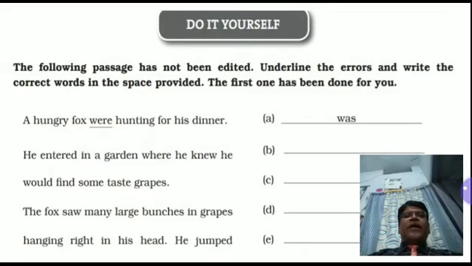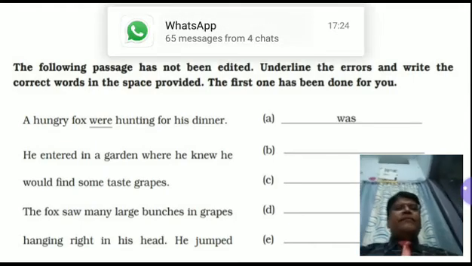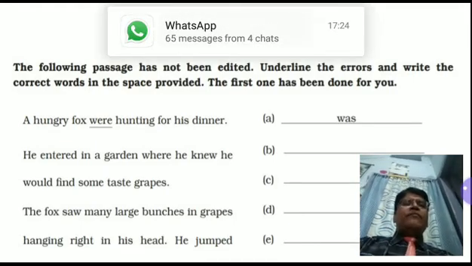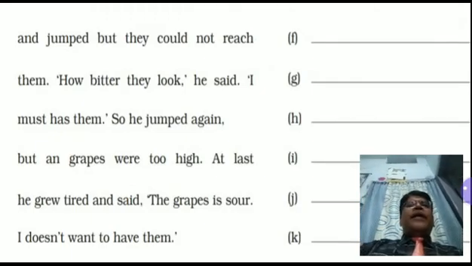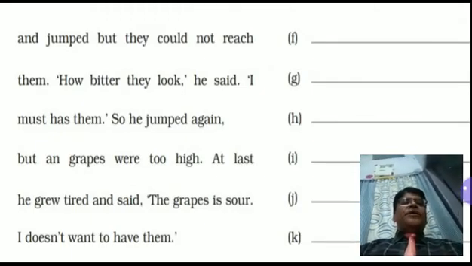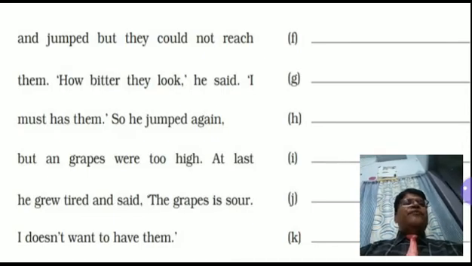The fox saw many large bunches in grapes. In is wrong. Of grapes. Hanging right in his head. Underline in, write over in place of it. He jumped and jumped, but they is wrong here. But he could not reach. He was alone, single. So in place of they, it will be he in F number. You have to write he against F number.